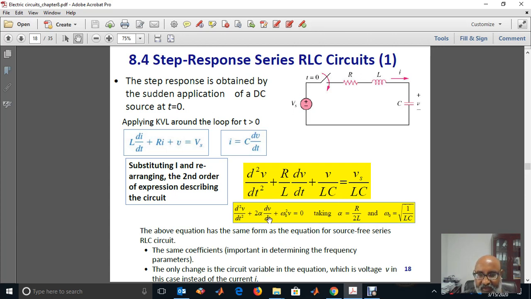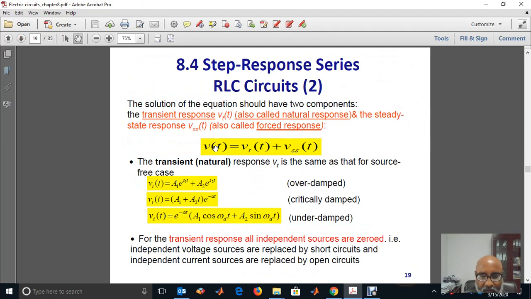So we have the total solution of this as the combination of the transient response plus the steady state response. The transient response is the response without the source, that means Vs is equal to 0. And the steady state response is the response due to the source Vs. So the total solution is the transient response plus the steady state response, or we call it the forced response. And the transient response, we call it the natural response.